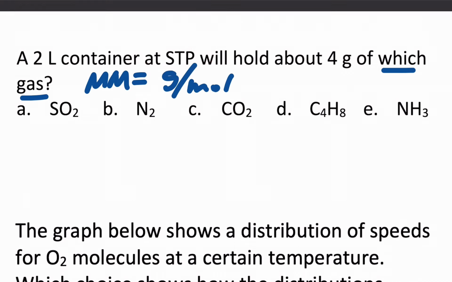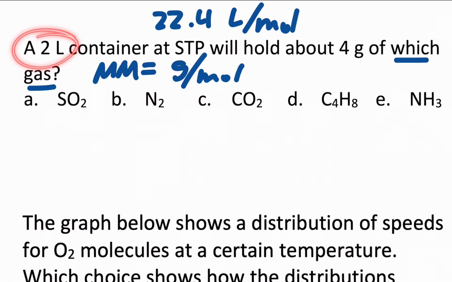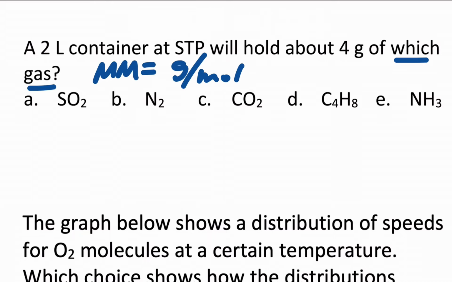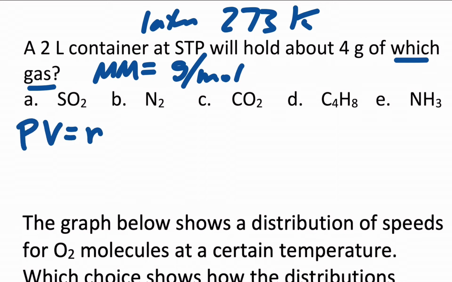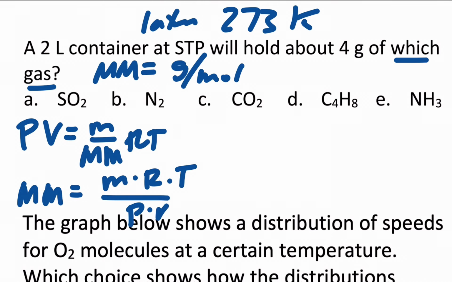Now STP, remember, is 22.4 liters per mole normally, but we're looking at 2 liters of a gas, and so we can't actually use that. So that is not helpful at this time. But it is 1 atm and 273 Kelvin. So I want to know the molar mass of a gas, and the ideal gas law, PV equals nRT. You can replace n in the ideal gas law with mass over molar mass, and then when you solve for the molar mass, you get mass times R times temperature over pressure times volume.